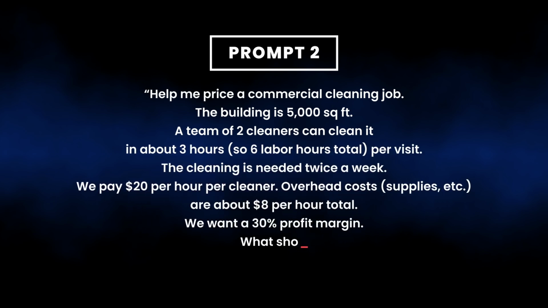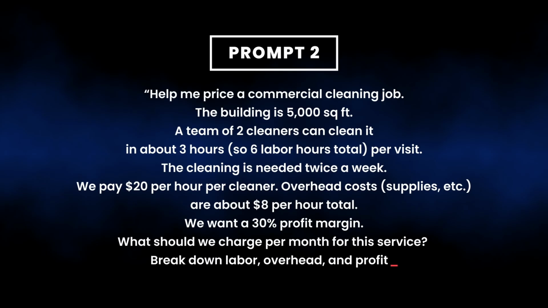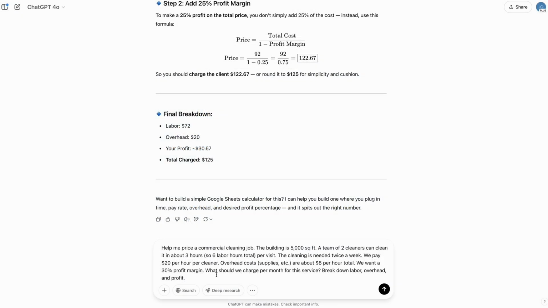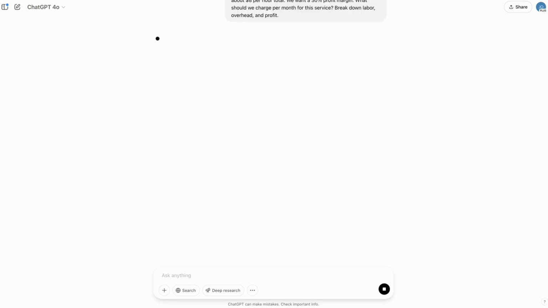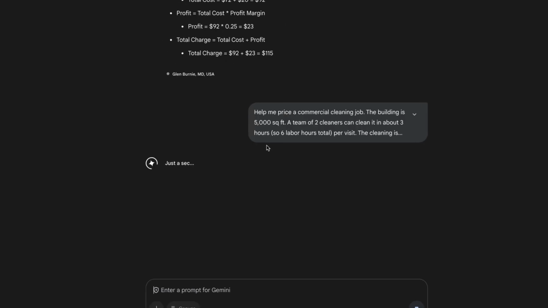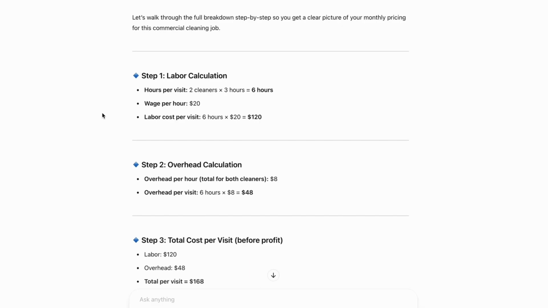Let's see another case scenario as well. And okay, here's the prompt. I want to copy it because I want to drop it into Gemini, see what happens there, and then see what happens here. And then we're going to do the same thing. We're going to do the double checking. So I might need a pen and paper here.